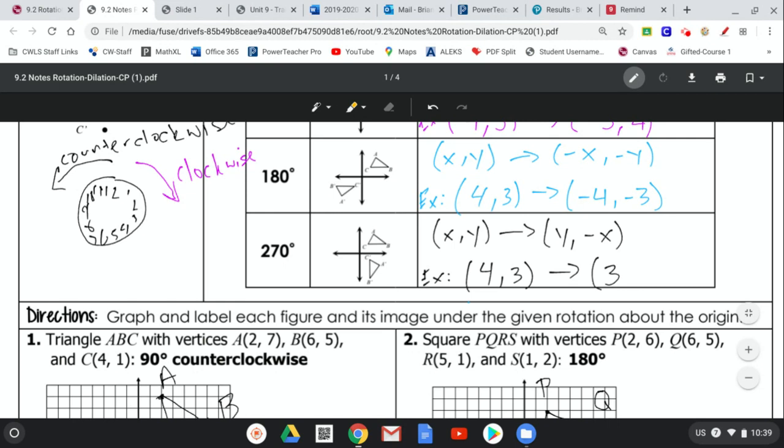So that 3 goes right there. And then we make this the x coordinate, we make that negative and put it in the second place, and so it's going to be 3, negative 4. So that's what's going to happen when we rotate that coordinate.